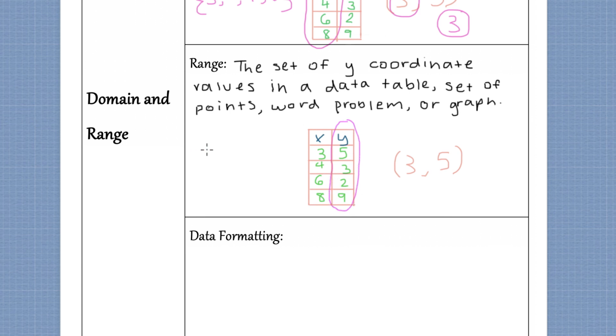And so our range would be 5, 3, 2, 9. And for our coordinate point, the y-coordinate of the point is 5, so the range would be just 5.